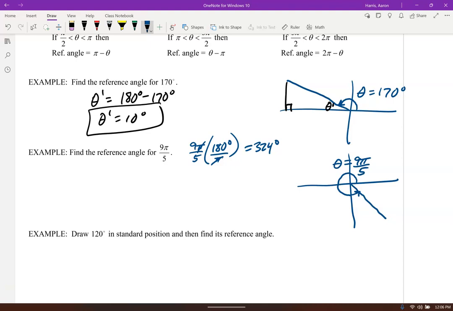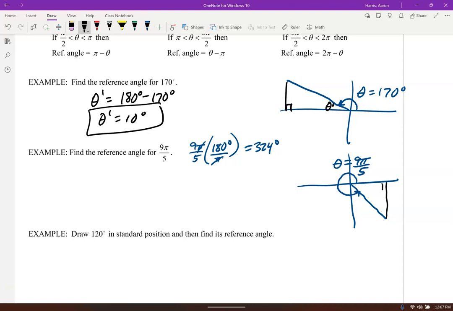And by the way, another way to think about this is all the way around is 2 pi. In terms of fifths, 2 pi is the same as 10 pi fifths. So it's not quite 10 pi fifths, not quite all the way around. It's 9 pi fifths, right?